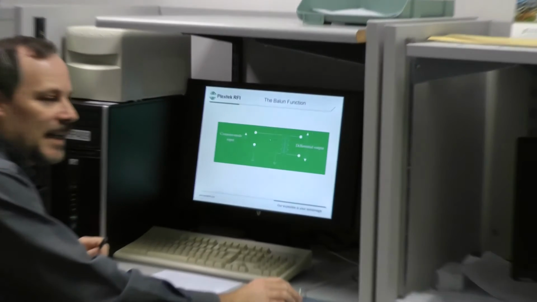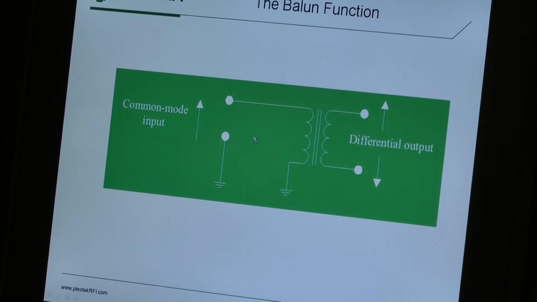Okay, so let's begin by looking at the balun function. What is a balun? A balun is a circuit that converts an unbalanced or single-ended input into a differential or balanced output. In MMIC design or microwave design, they're often represented by wire-wound transformers, this symbol here. So again, single-ended input and a differential output.